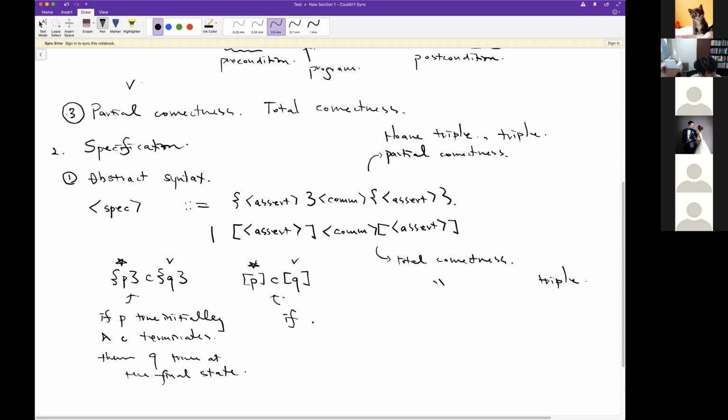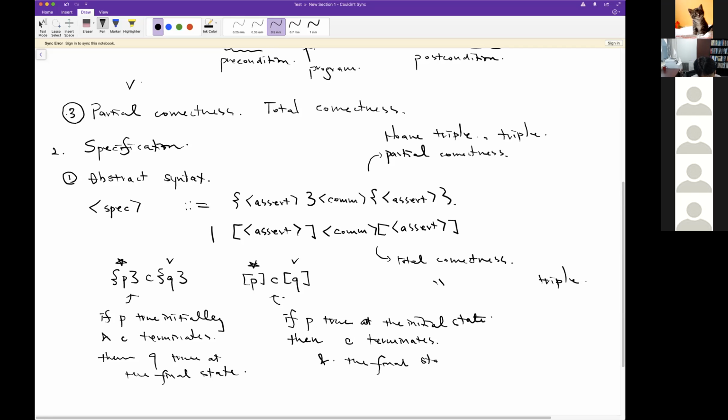It says that if P is true initially, so P is true in an initial state, if that's the case, then Command C terminates when it runs at that particular initial state, and the final state satisfies Q. So you can see some difference.